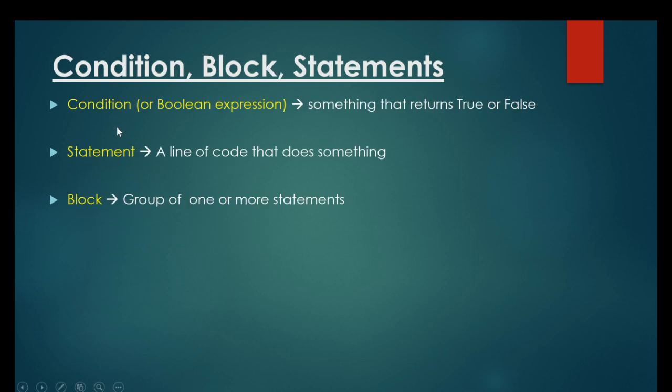Now what is the difference between condition, block and statements? I'm covering a little bit of theory here, so please bear with me. I'll explain these concepts programmatically also, but let's cover the theory first. So what is a condition? As I have already told, a condition is also known as a Boolean expression, which is something that returns either true or false. The next thing is statement. What is a statement? A statement is a line of code that does something. And what is a block? A group of one or more statements is known as a block.